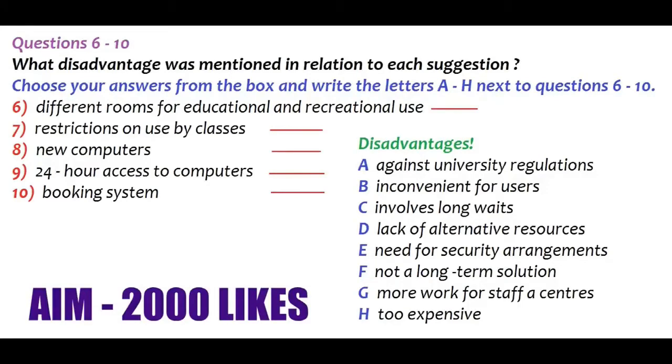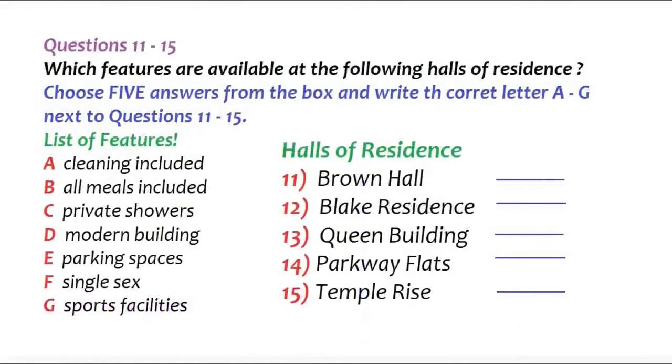That is the end of part 1. You now have half a minute to check your answers. Now turn to part 2. Part 2. You will hear an accommodation officer telling students about different halls of residence. You now have 30 seconds to read questions 11 to 15.